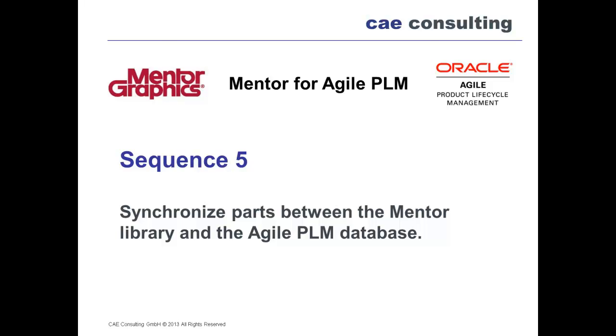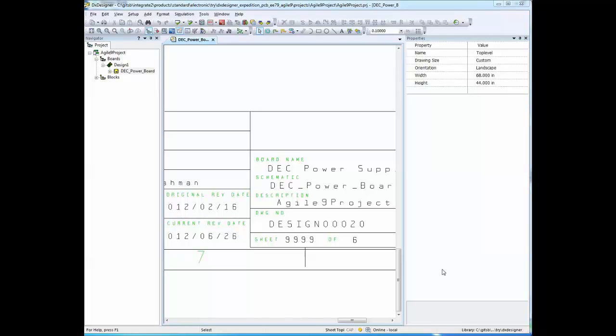Now, before we continue with Integrate functions, let's discuss how purchase parts are synchronized between your company library and Agile 9 PLM. Integrate 2 supports a number of different options, including unattended updates of the library from Agile PLM based on a workflow trigger or a batch procedure which runs at regular intervals. One option is interactive synchronization of purchase parts between DxDesigner and Agile PLM.